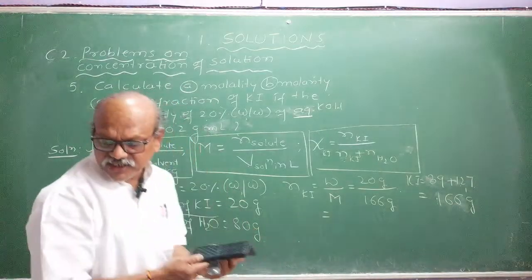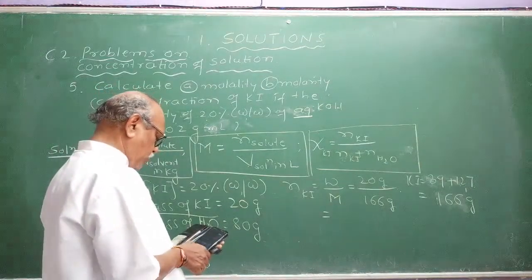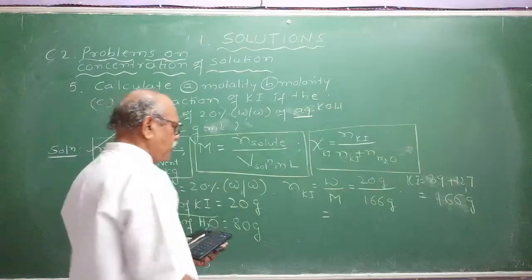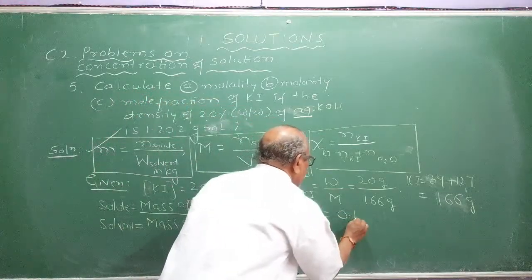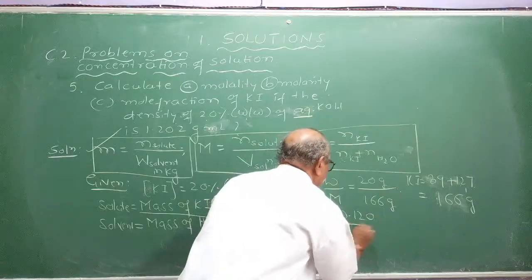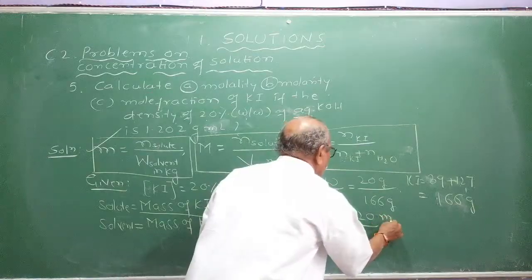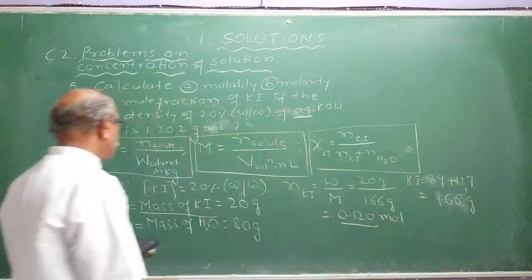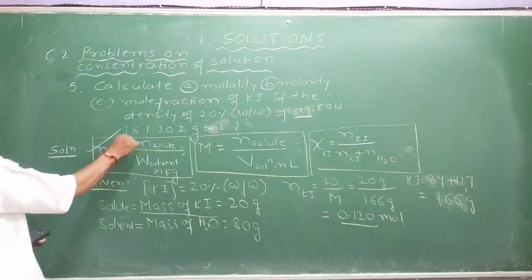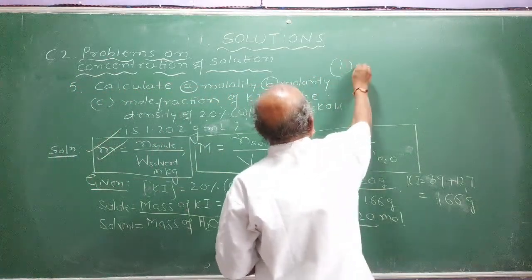20 upon 166. You can use a simple calculator. 2 divided by 166 will be 0.120. 0.120 is the number of moles. Now, is the ground ready to get molality? Yes. The first question asked is molality.